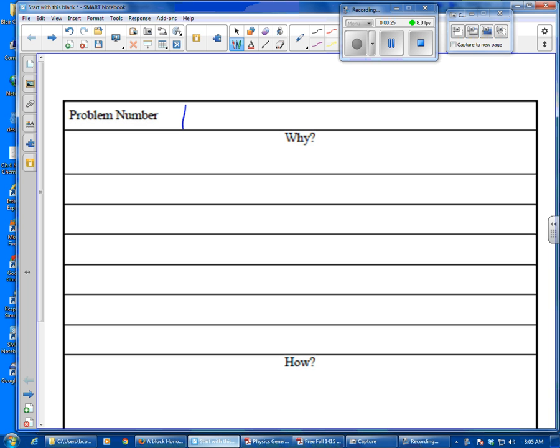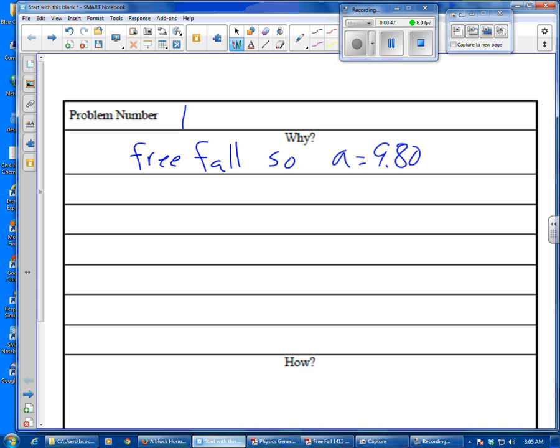What is it going to do? It's not going to be traveling at 9.8 meters per second; it's going to accelerate. So probably the first thing I would put in my y is that it is in free fall. So acceleration is 9.80 meters per second squared down.